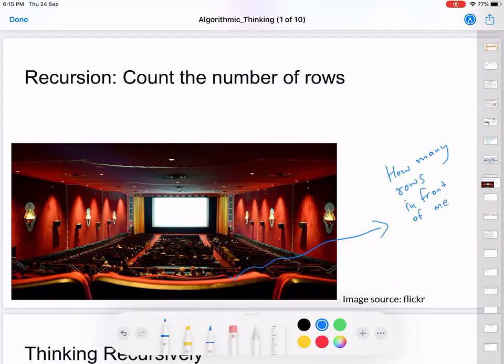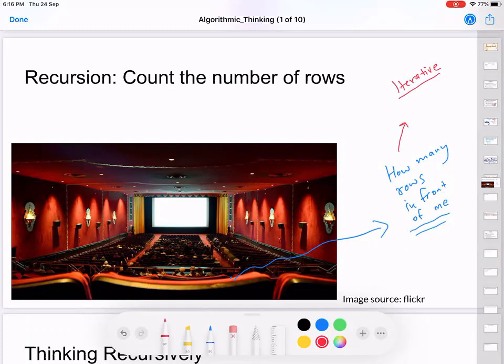So how will you do that? There are two ways of doing this. Definitely one idea is to just stand up and move forward. As and when you encounter a new row, just add one to the count. So I stand up, go to the front of the hall, and as and when I see a new row, I increase the number of rows by one. That's an iterative approach. What can be the recursive approach to do this?